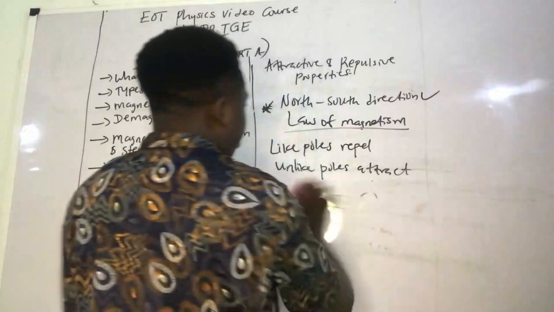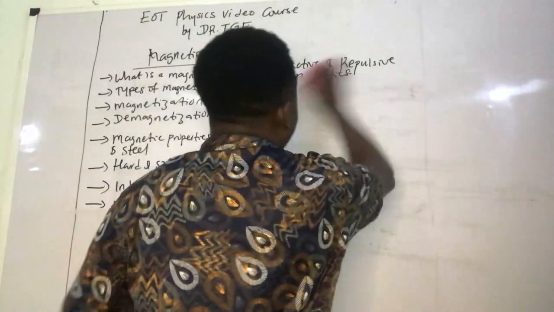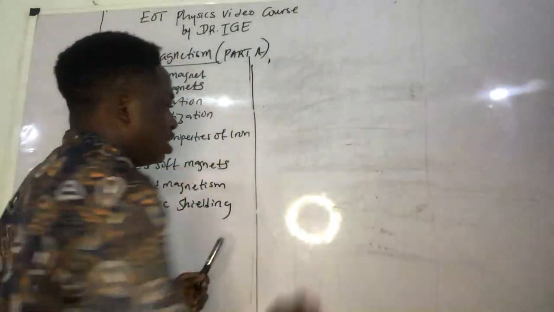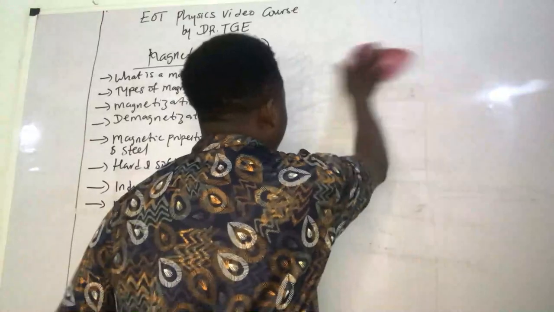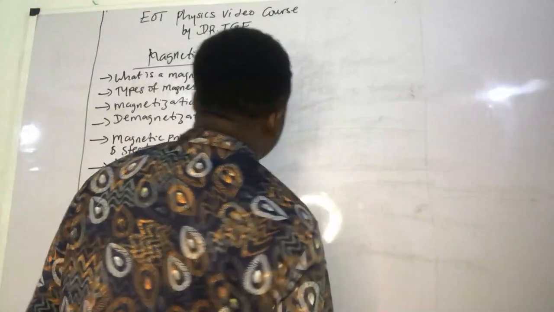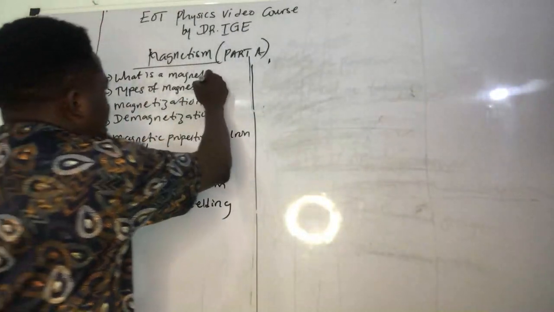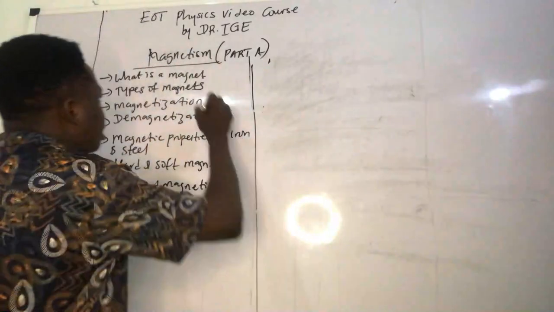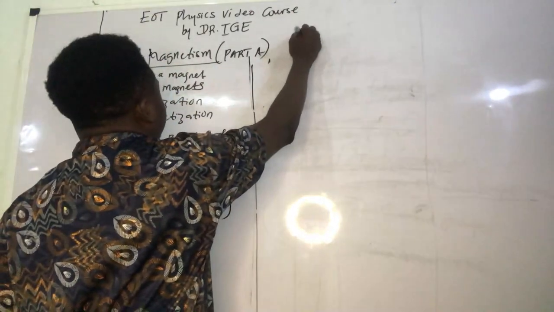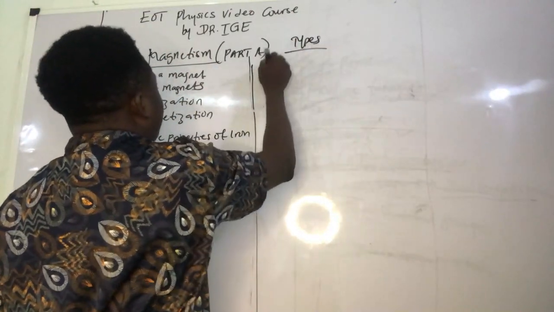So the next one to talk about here is types of magnets. At any point, if you don't understand, please kindly take the video backwards a bit. Now we're going to talk about the types of magnets. Basically, we have two types of magnets. We have what?